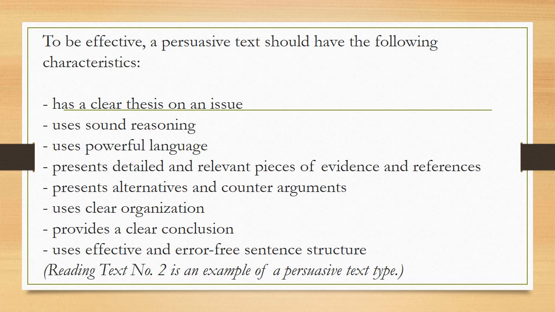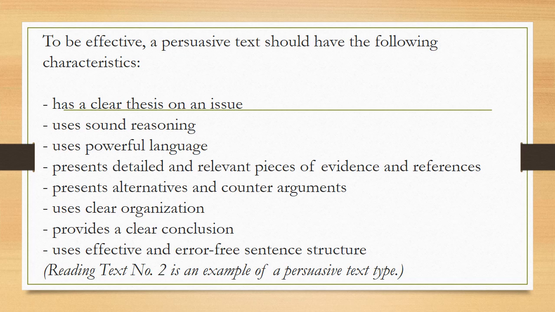Then next is to present alternatives and counter arguments. So if you have some ideas on an issue, or you have given a statement to that issue, you should have alternatives and counter arguments that will also persuade and convince the reader. Then also, you will use clear organization. This is also important when we write a persuasive text. It should have an arrangement, or you have to organize it in a way that the readers will understand it clearly. Then you should also provide a clear conclusion.